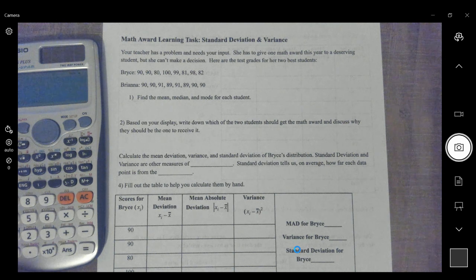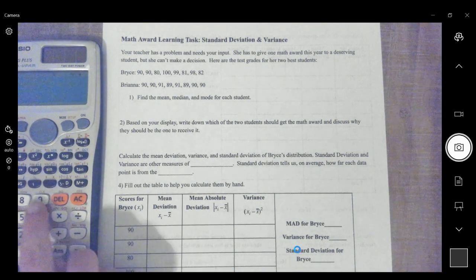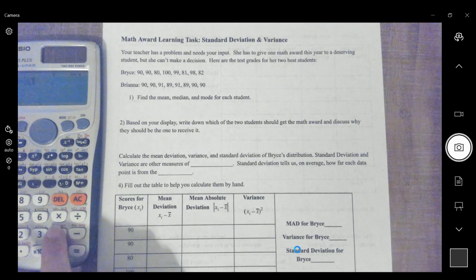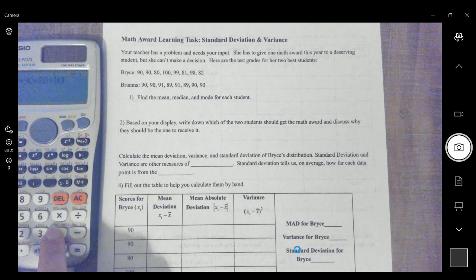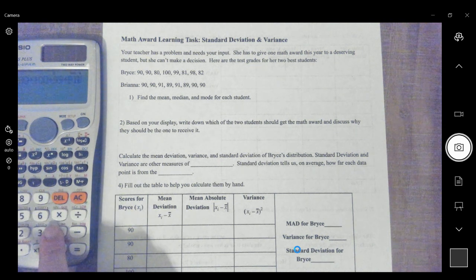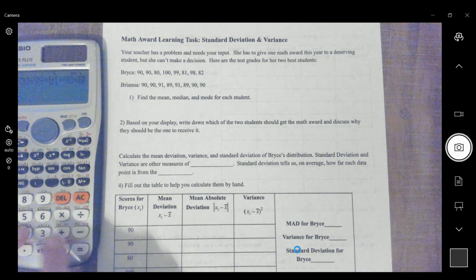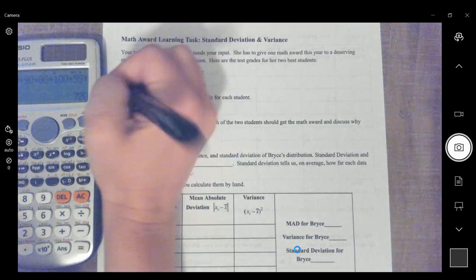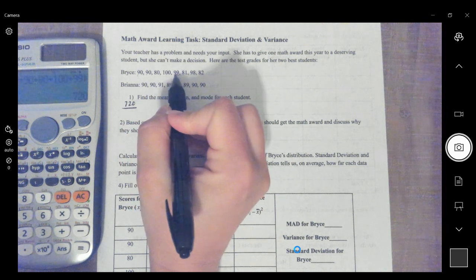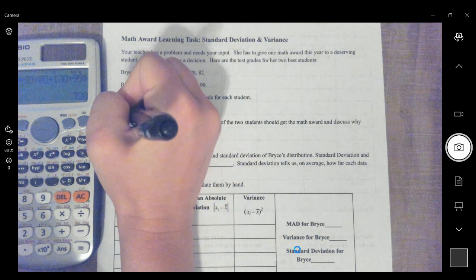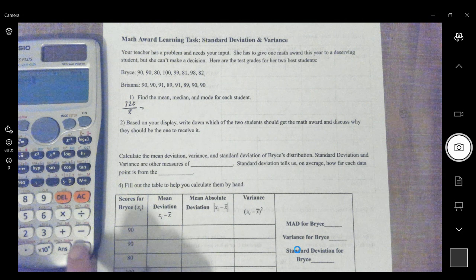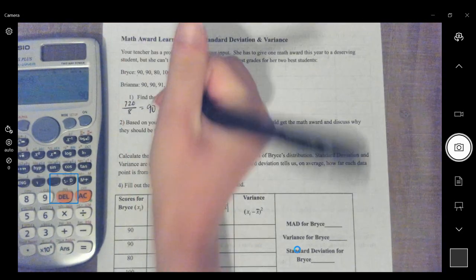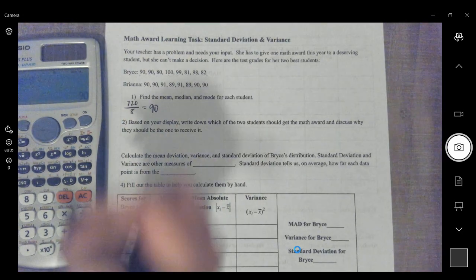So let's look at Bryce. Let's find his average. Add them together and divide by how many there are. You can do this while I'm doing it as well. I got 720 when I added, and I need to divide that by 8. That will give me a 90 average. So that's Bryce's mean.